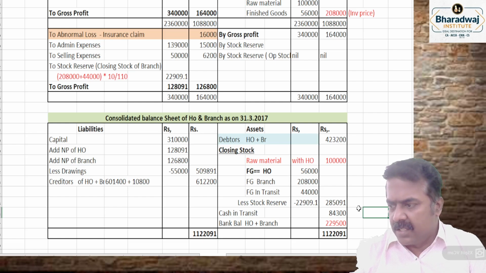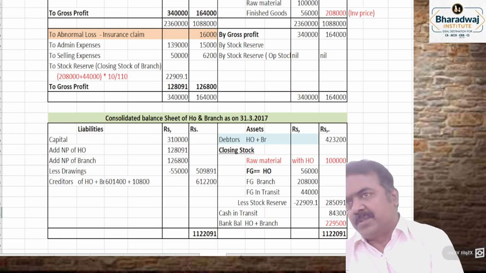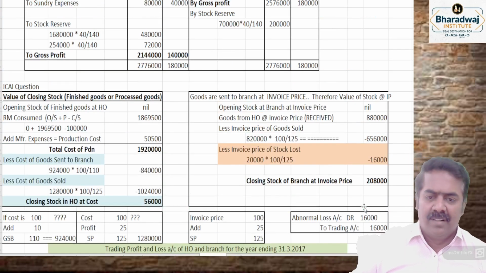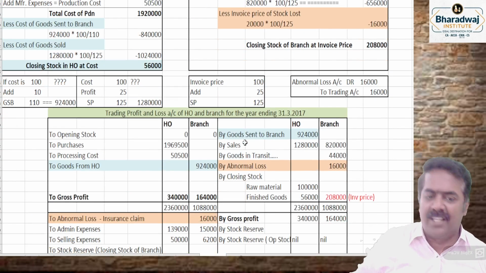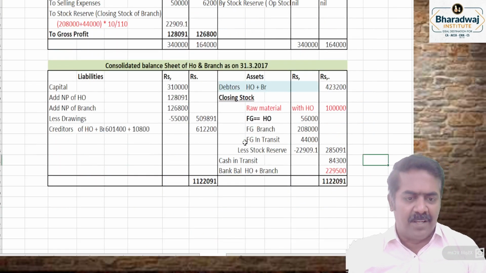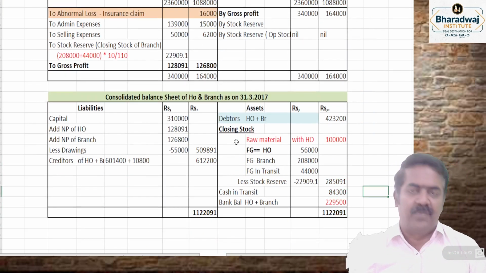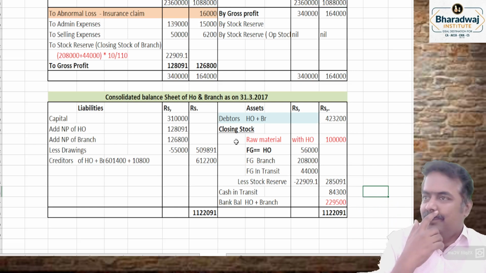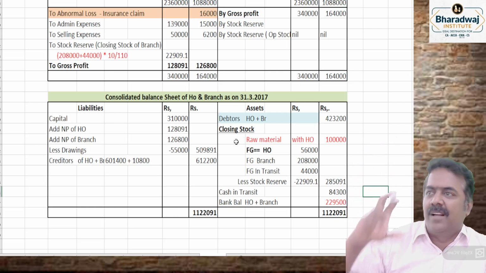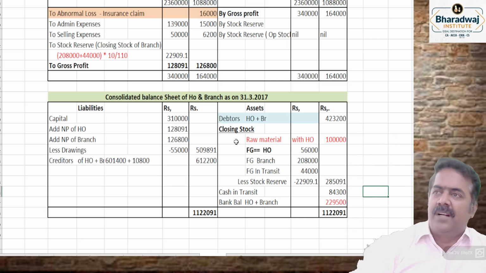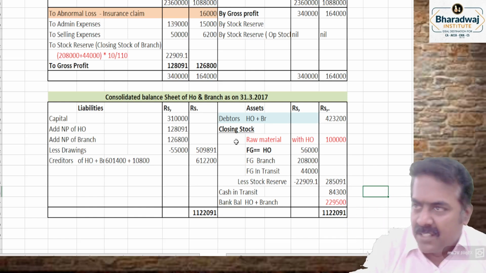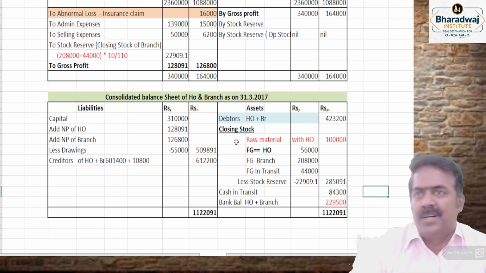If this model question is asked, it will be for how many marks? 14 marks, 15 marks question. Now so many data we have to work out. You have to work out the value of closing stock at head office and branch, prepare Trading P&L account and prepare the balance sheet for head office and branch. Instead of asking a final accounts question, they can ask this. Final accounts, what do we do? Trading P&L account and a balance sheet. We are preparing Trading P&L account for head office and branch with the working of closing stock, stock reserve removal, everything tested in one single question.